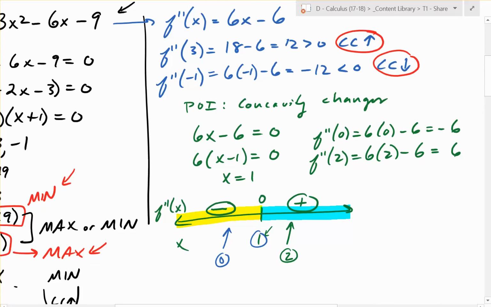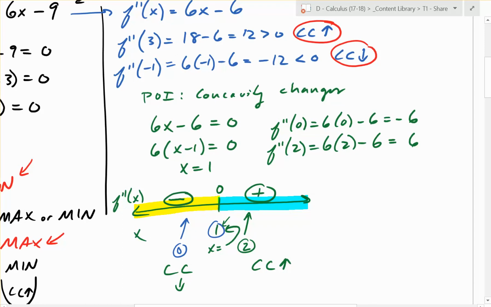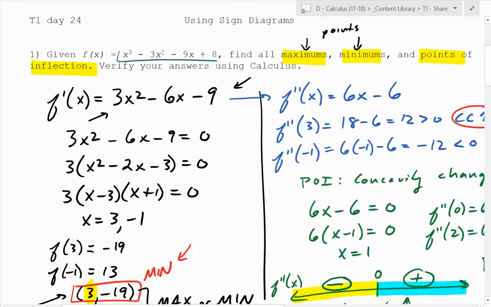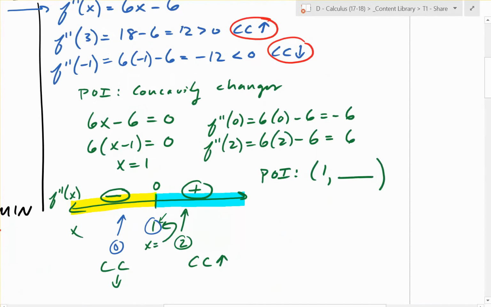So what do we now know? We know that the concavity changes from concave down to concave up across the x equals 1 number. We want a point. So we know that there's going to be a point of inflection when x is 1, and we need the y value. To get the y value, you need to plug into the original equation. So you plug 1 into the original equation, and you end up with -3. So our point of inflection is (1, -3).